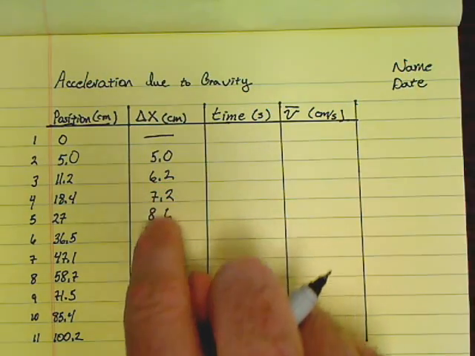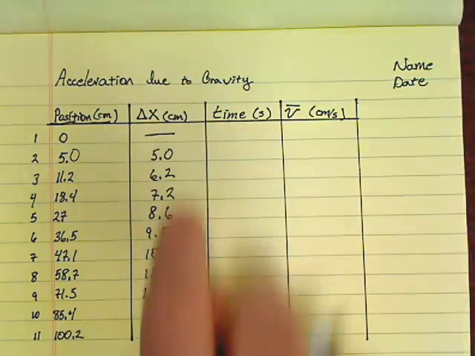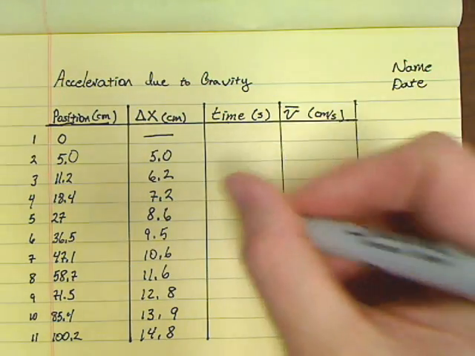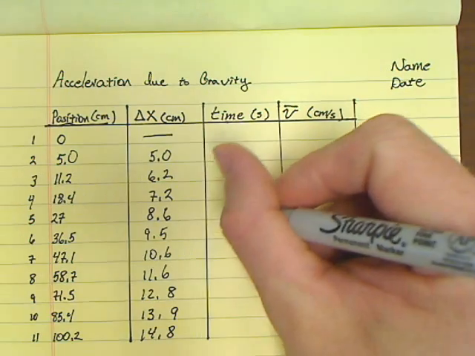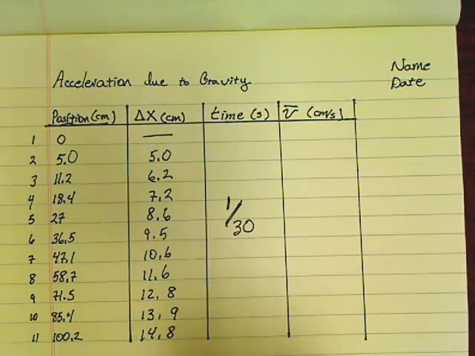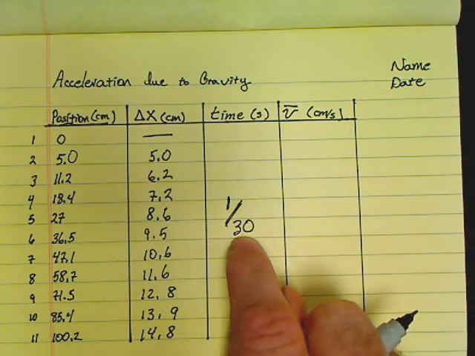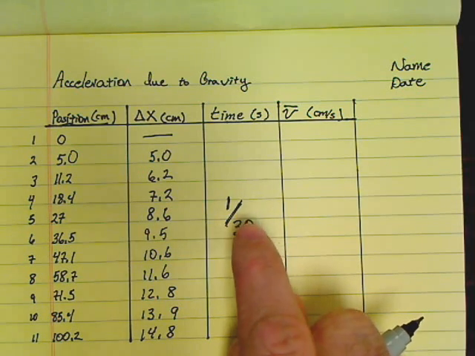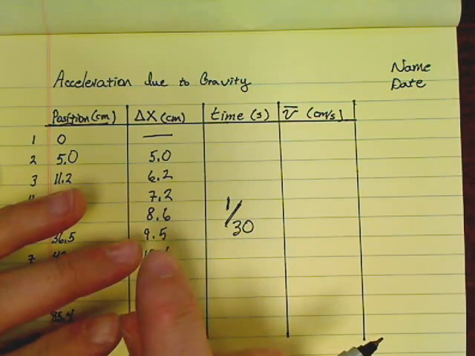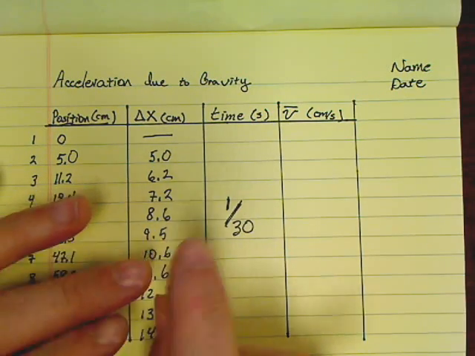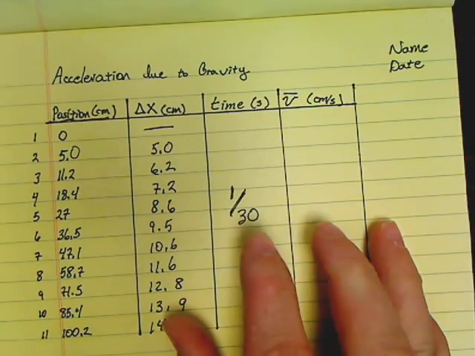You should notice the distance increasing as I go down this list. It should. The plummet was traveling faster as it fell towards the earth. Now, I'm only going to write one generic time over here because the time between every one of these was 1/30th of a second. If you're wondering why the 1/30th: the spark generator was set to a 60th of a second, but we used every other dot, so that brought us to a 30th.